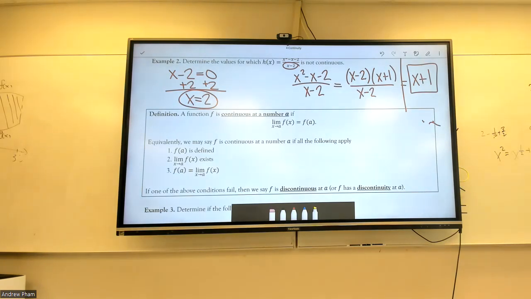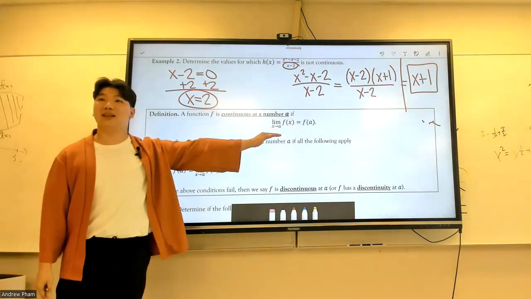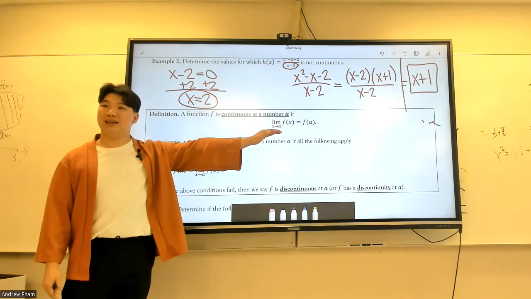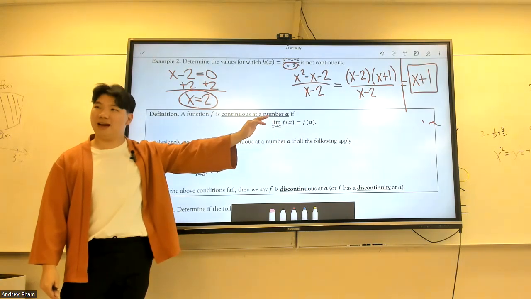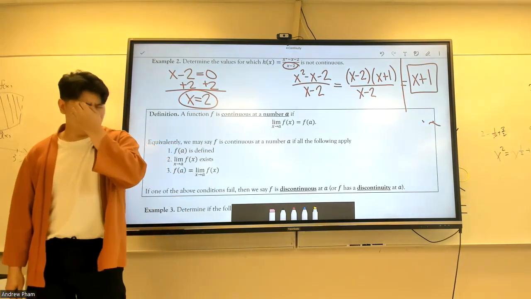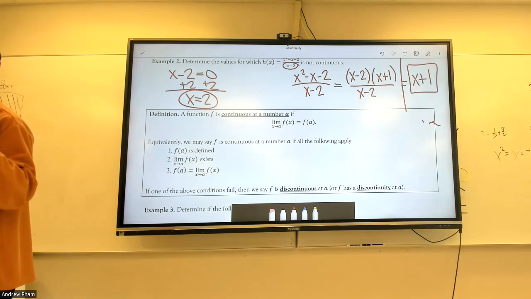So if I have a function, let's call it f. A function f is continuous at the number a if the following occurs. The limit as x goes to a of the function is equal to f of a. How can we interpret that visually?